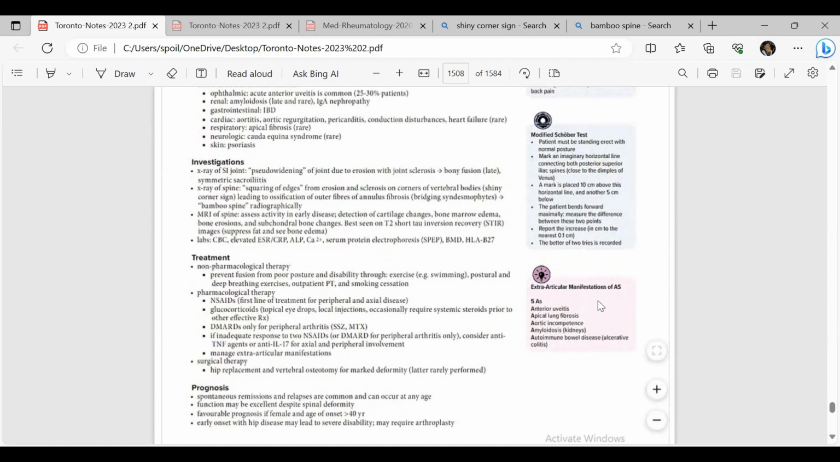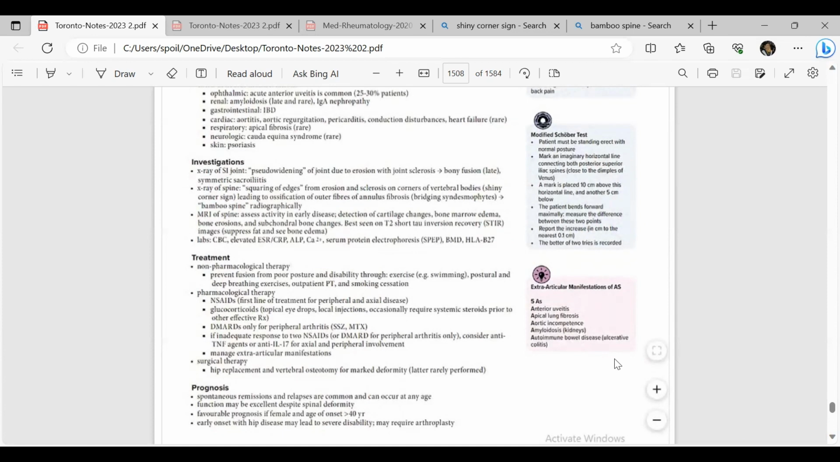Okay, then the extra-articular manifestations. We have to learn the 5 A's, which are anterior uveitis, apical lung fibrosis, which is rare, but it's among the extra-articular manifestations of AS, and aortic incompetence, amyloidosis, again, which is in the kidney and is rare, and autoimmune bowel disease, ulcerative colitis, which means inflammatory bowel disease also.